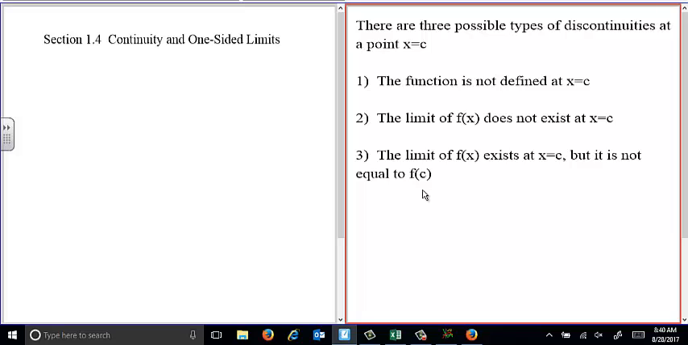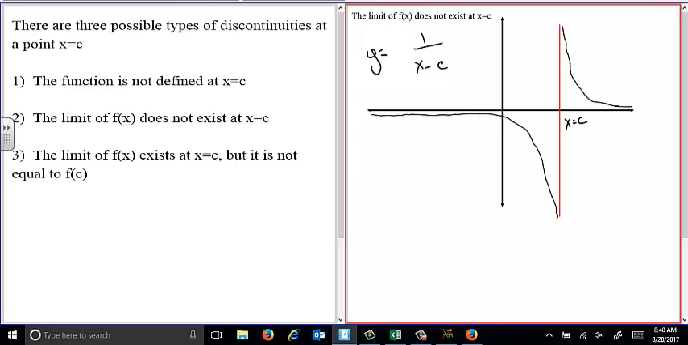I'm trying to decide if that's actually an example of indeterminacy. The limit exists. Well, this again could be the case of a piecewise function. So let's give examples of those. Actually, this is the example of the second case: the limit of the function does not exist at x equals c.